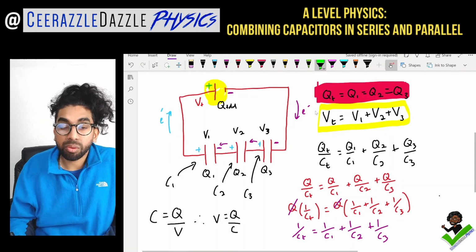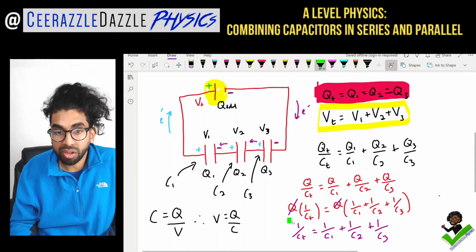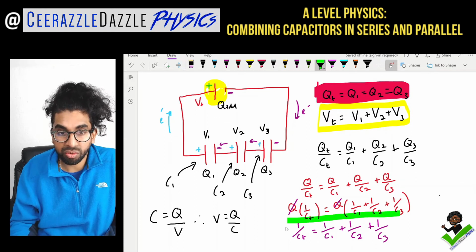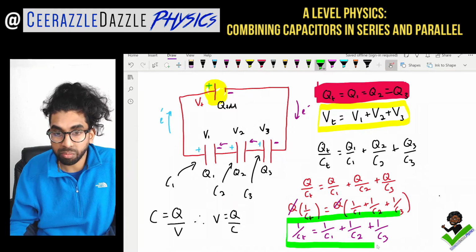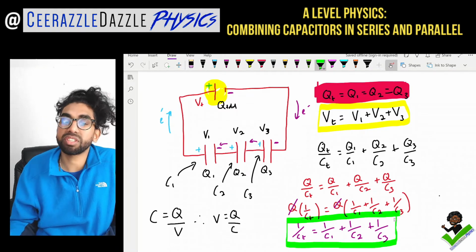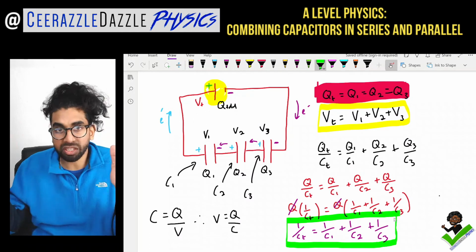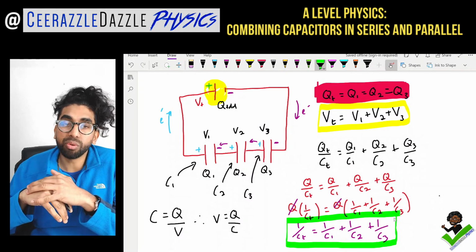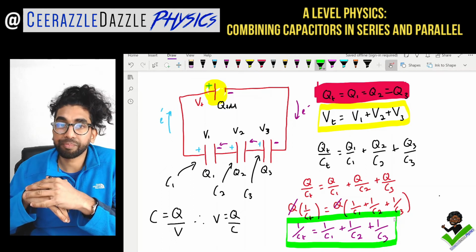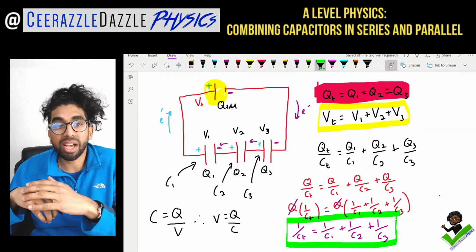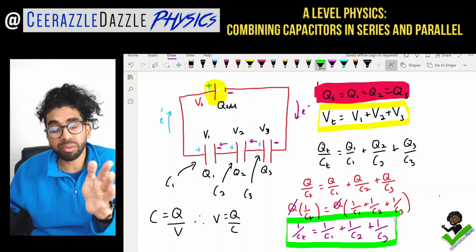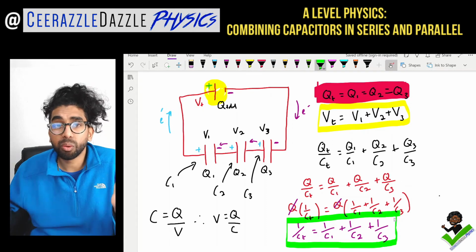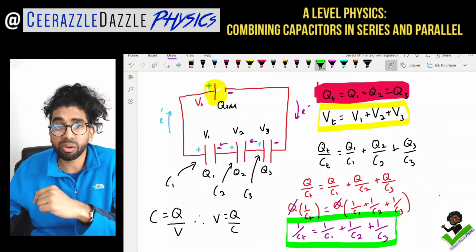So we end up with the following expression. 1 over the capacitance in total is equal to 1 over C1 plus 1 over C2 plus 1 over C3. Obviously, this depends on how many capacitors you have in series, and you can use that formula to combine them all to find the effective capacitance. So that's how you add capacitors in series. What about in parallel? Let's do the parallel one now.